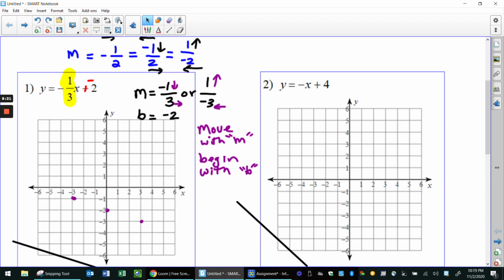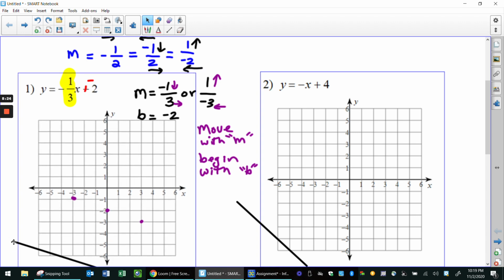I'm going to take this line. Oops, that's not what I meant to take. This is my line. And I'm going to go ahead and draw it right through these 3 points. There you go. And now you've graphed this equation.